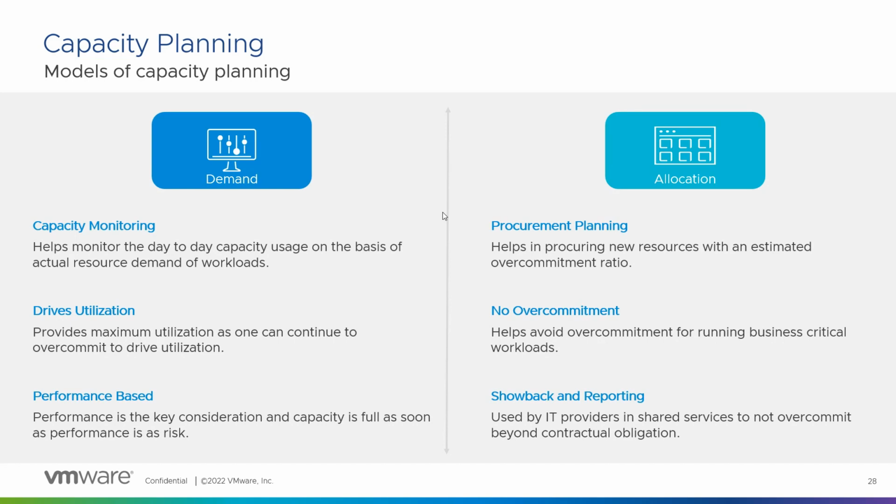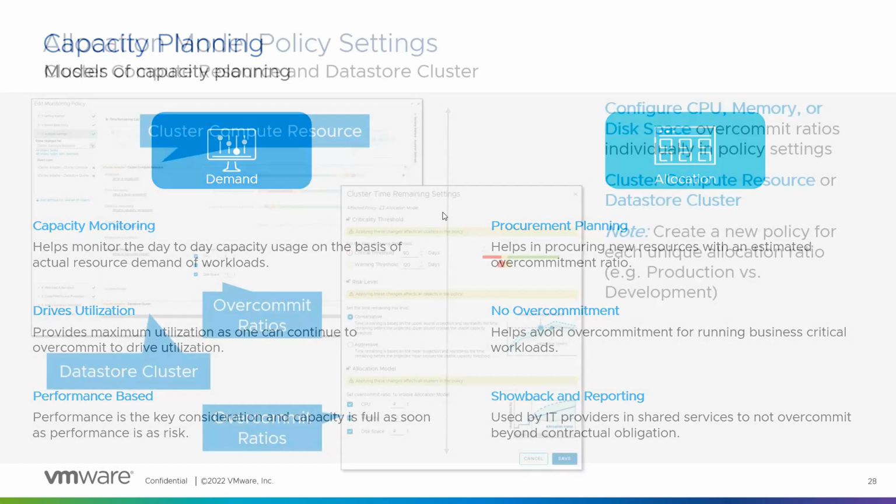So the system does look at both. Demand is always enabled; it's always being calculated, and allocation is something that is optional. You can optionally enable the allocation model. If you have the allocation model enabled, it'll look at both the allocation model and demand. If you don't have it enabled, it only looks at demand. So hopefully that makes sense.